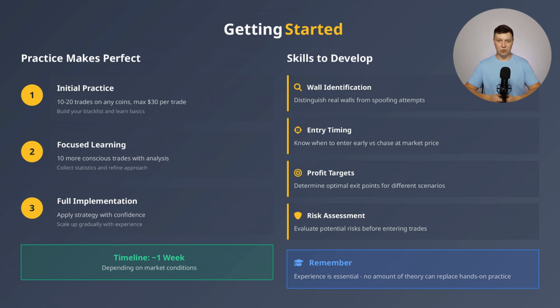Therefore, you can make the first 20 to 30 trades using this strategy with a minimal volume up to $30. The first 10 to 20 trades can be on all coins indiscriminately if you are too lazy to figure it out. This will form a blacklist and the main nuances of the strategy. The remaining 10 trades will be more conscious to also collect statistics and see how everything works. After this, you should probably understand how to trade using this strategy. Depending on market conditions, the norm can be completed in 1 week.